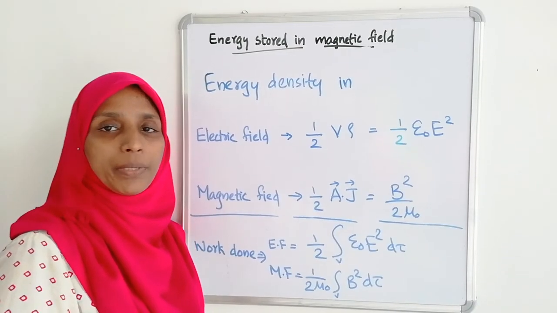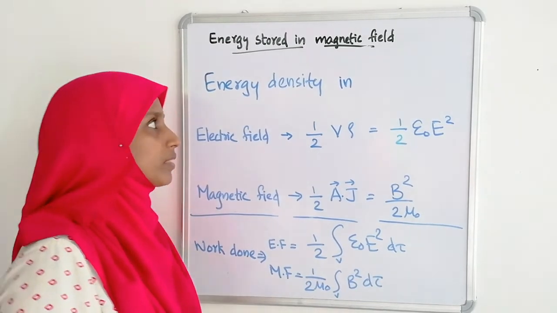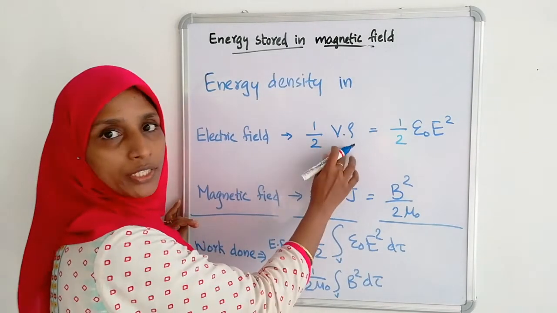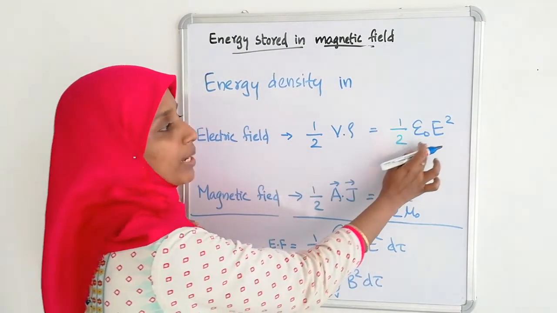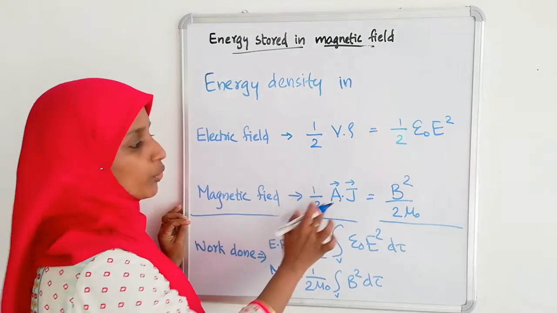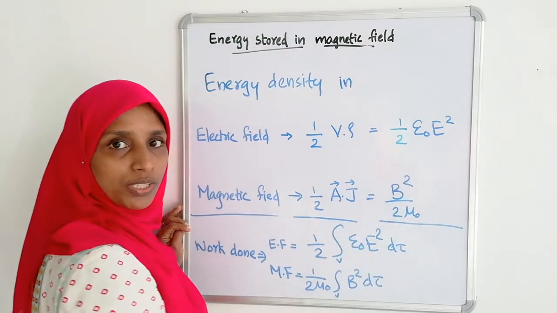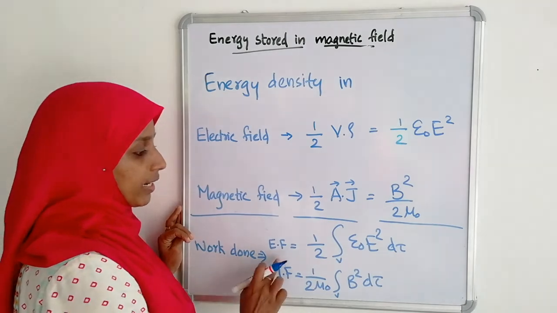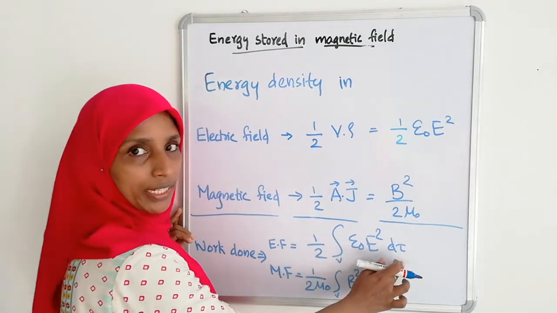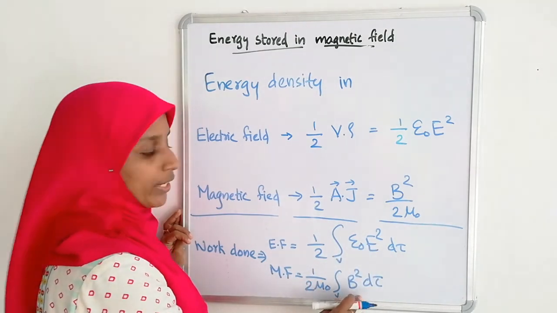So, we can compare the energy density and the work done in electric field and magnetic field. The energy density in an electric field is equal to 1 by 2 V dot rho, which is half epsilon 0 E square. And the energy density in a magnetic field is equal to 1 by 2 A dot J, which is B square by 2 mu 0. Also, the work done in an electric field is equal to 1 by 2 volume integral epsilon 0 E square d tau, and in a magnetic field it is 1 by 2 mu 0 volume integral B square d tau.